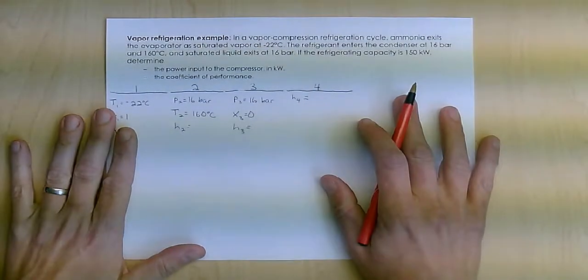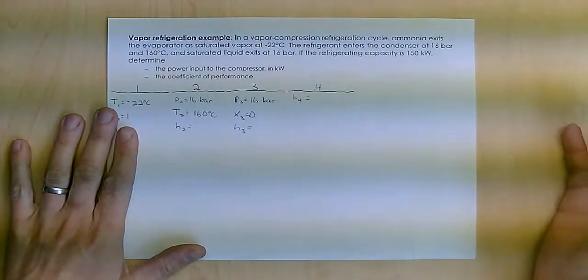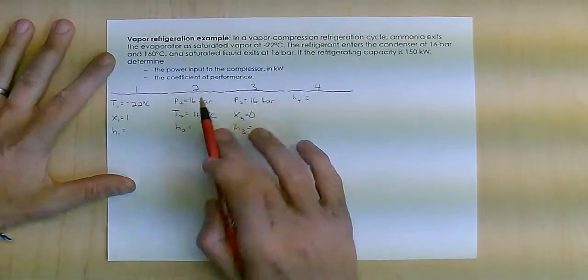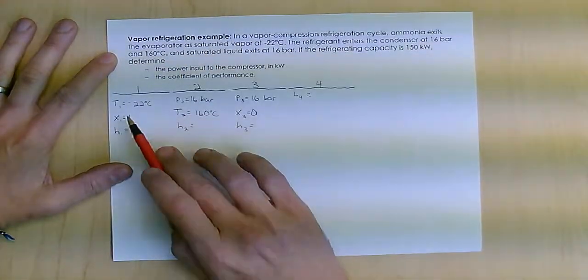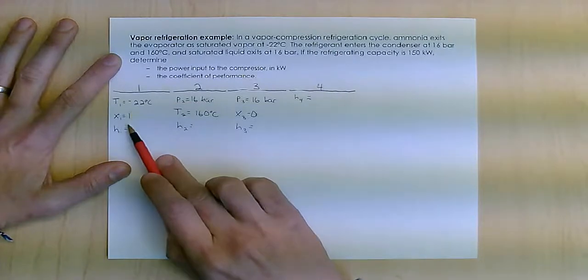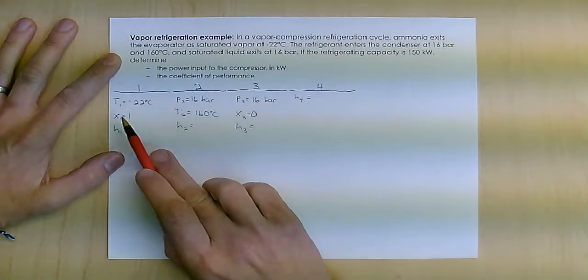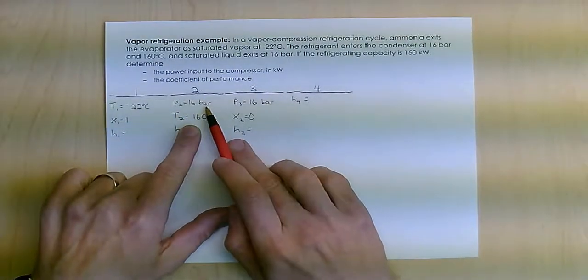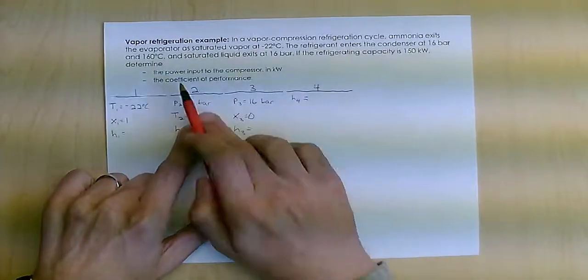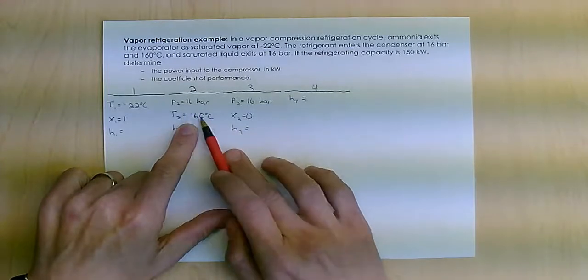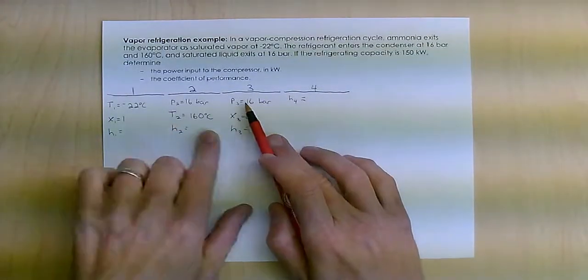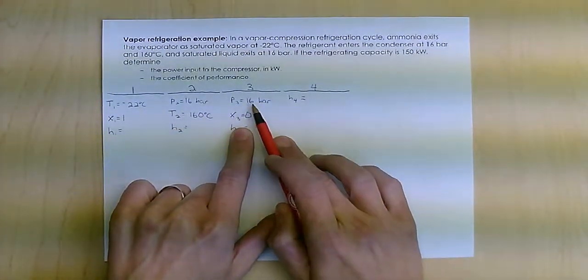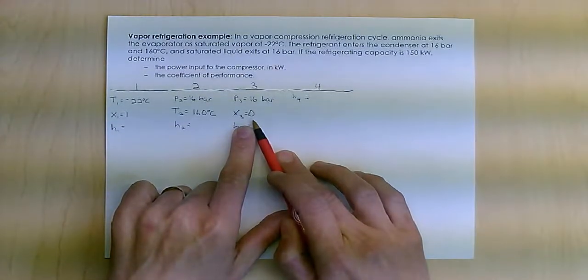Okay, so we've got a vapor compression refrigeration cycle using ammonia. It exits the evaporator and enters the compressor at negative 22 degrees Celsius, saturated vapor, so the quality is 1. Then it gets compressed to 16 bars at 160 degrees Celsius, goes through the condenser, and exits at the same pressure with a quality of 0.